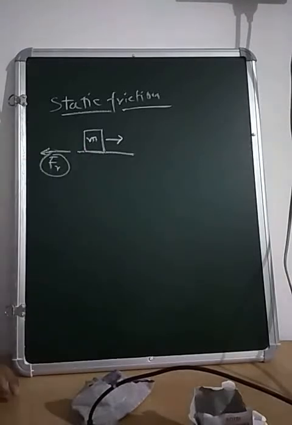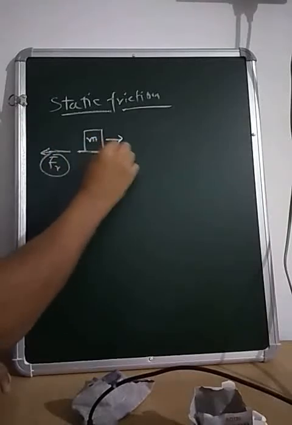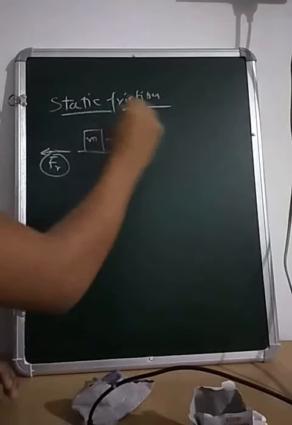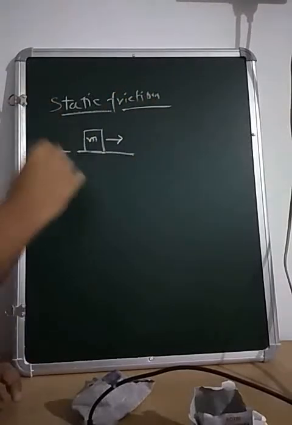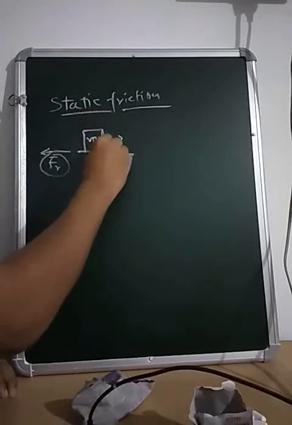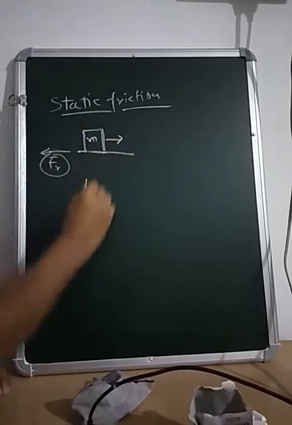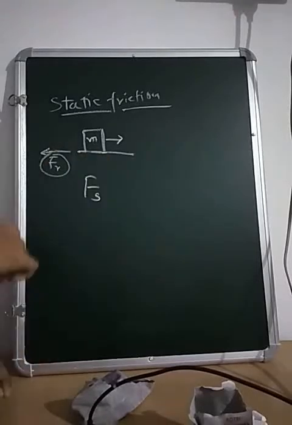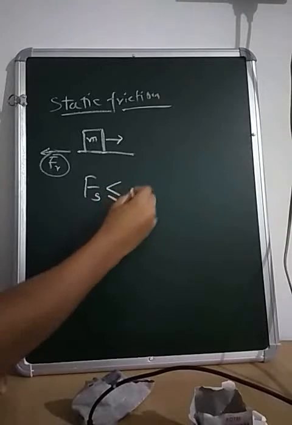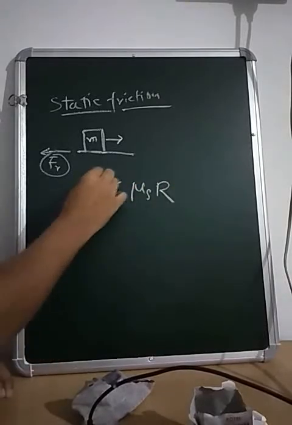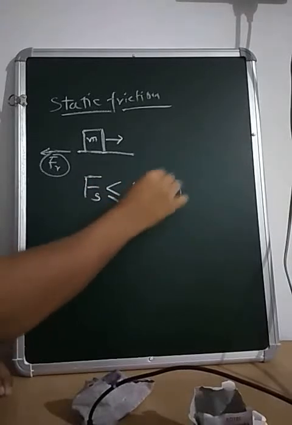Okay, and I mentioned that frictional forces are classified into three types: static friction, kinetic friction, and rolling friction. Okay, and the static friction is what? We denote static friction as Fs. Okay, what is the range of static friction? Fs is up to mu s into R.